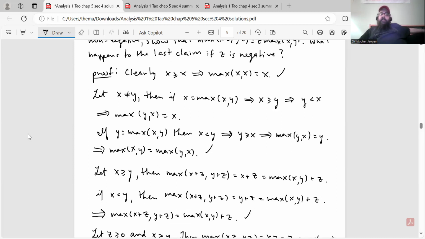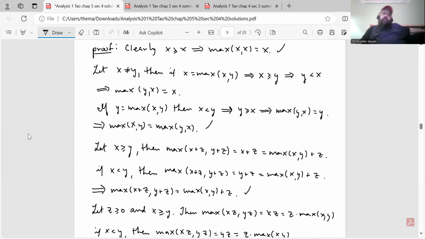So clearly x is greater than or equal to x, which implies that by definition, max(x, x) is equal to x. So that proves that part straightforwardly. Okay, next, let x not equal y. Then if x is equal to max(x, y), that implies that x is greater than or equal to y, which implies that y is less than x, which implies that max(y, x) is equal to x.